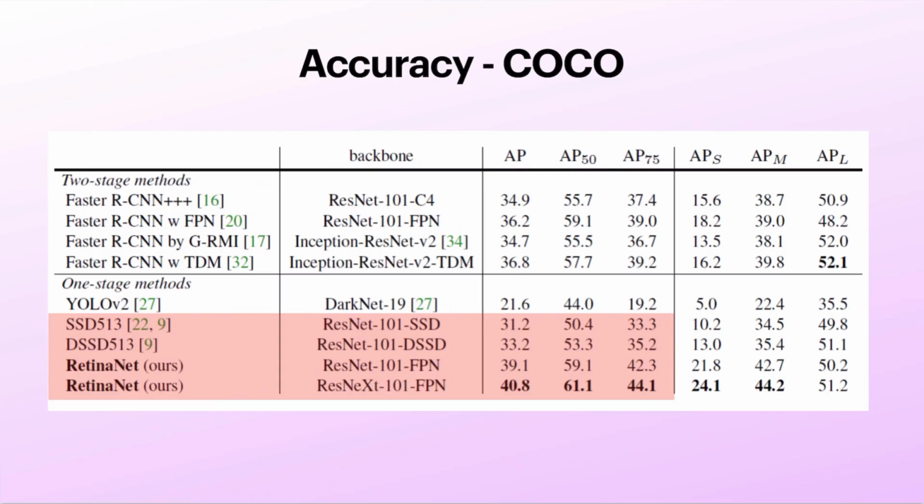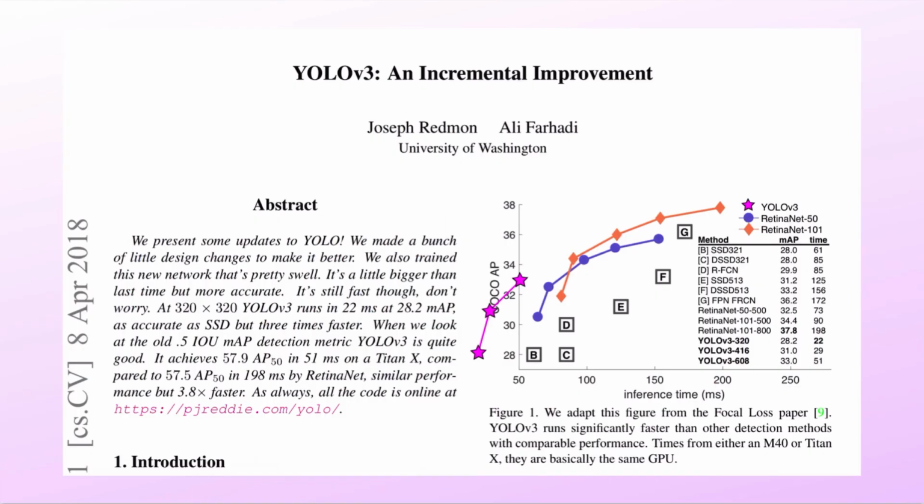YOLO version 2 was the most accurate and also the fastest object detector when it was released 2 years back. But 2 years down the lane, it's no longer the most accurate one. It is still the fastest object detector, but accuracy-wise, it is not the state of the art. Other models came up like SSD and RetinaNet, which are the state-of-the-art object detectors in terms of accuracy. But YOLO is still one of the fastest models. So the authors made some modifications to YOLO V2 and released YOLO version 3 in 2018.